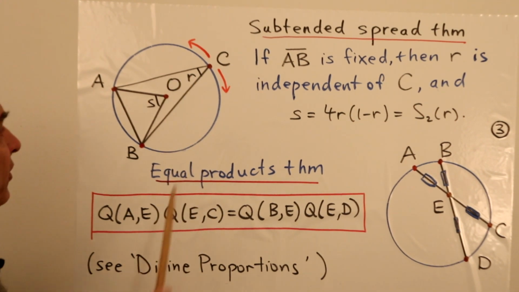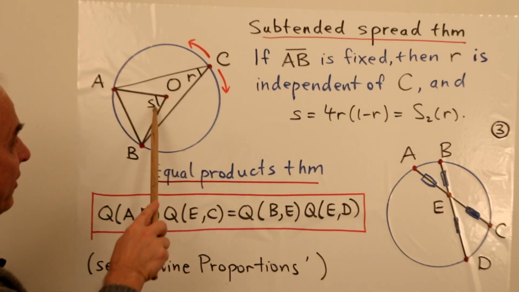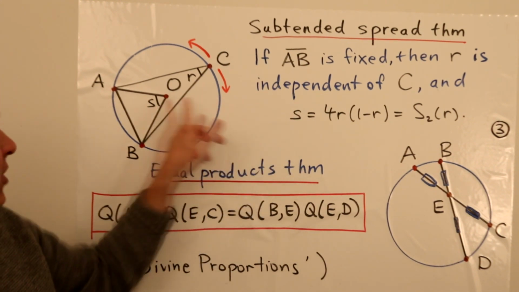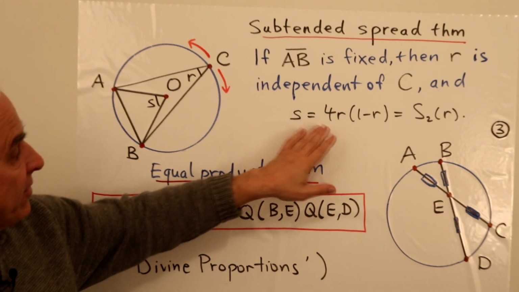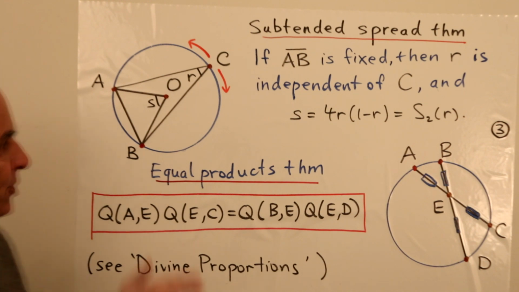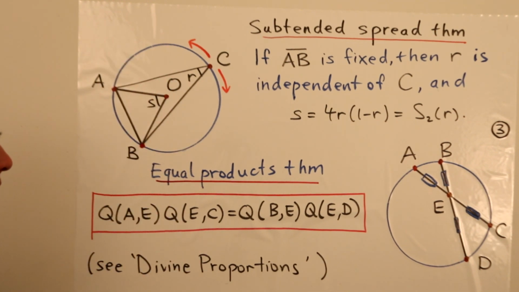And notably also, the relationship between this subtended spread and the spread subtended at the center of the circle, this S here, is that S is again 4R times 1 minus R, the second spread polynomial. So these are nice facts about chords and circles.